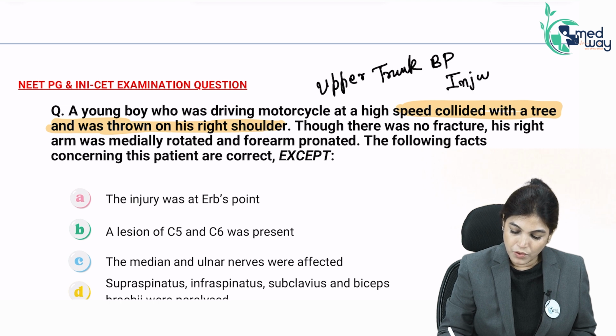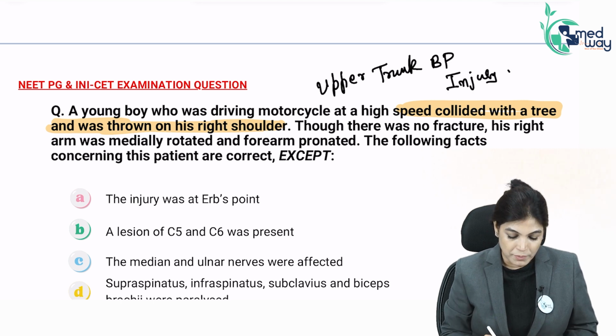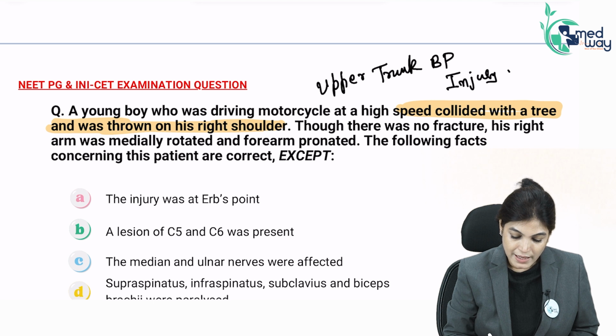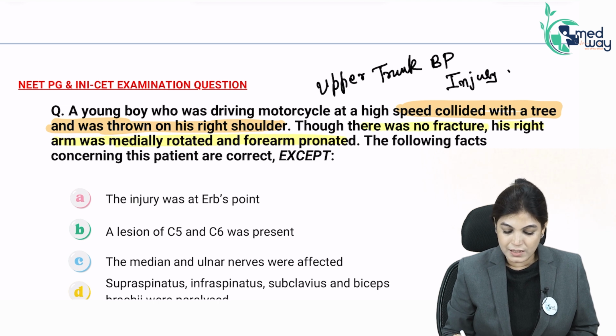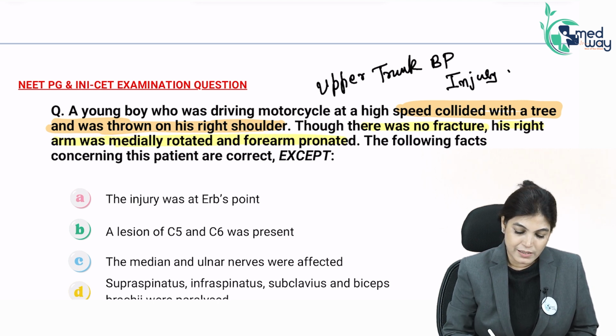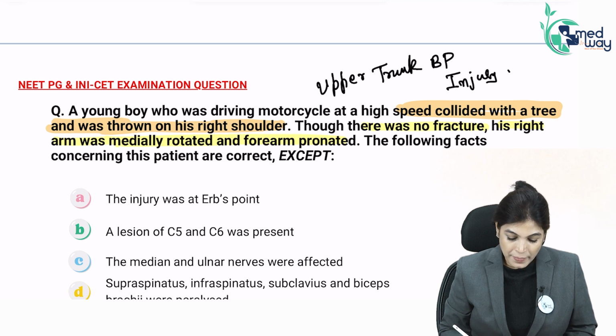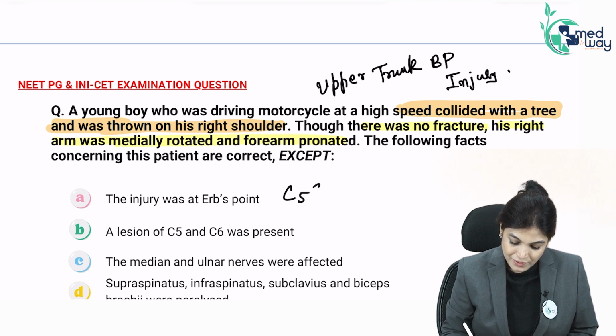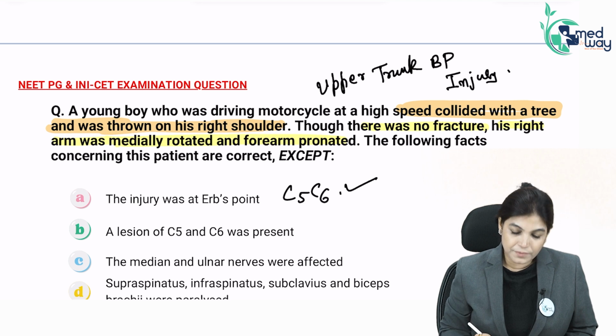Also, the policeman tip deformity, or waiter tip deformity, or porter tip deformity. Here, another key feature which has been highlighted is the arm and forearm position. There is no fracture, but his right arm is medially rotated and the forearm is pronated. So we know that in upper trunk brachial plexus injury, Erb's paralysis, there is medial rotation and adduction of the arm, and the elbow is extended and the forearm is pronated. So this is definitely a case of upper trunk brachial plexus injury. Now the injury is occurring at Erb's point, that is the C5 and C6 nerve roots. So this is a correct statement.